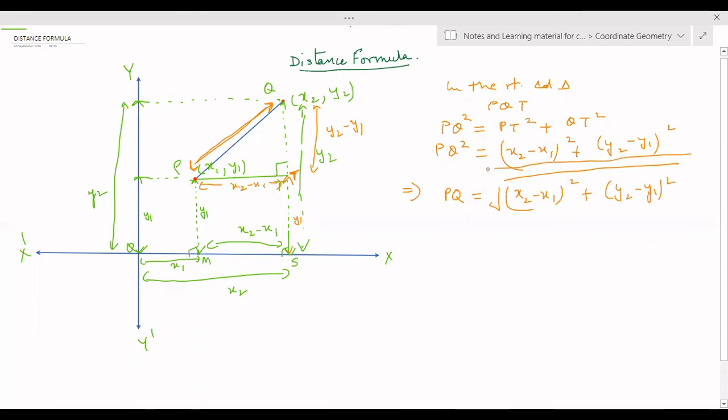This is the distance formula where we have any two coordinates known in this Cartesian system. We put in the value of x2, x1, y2, y1 and evaluate the distance between any two coordinates.